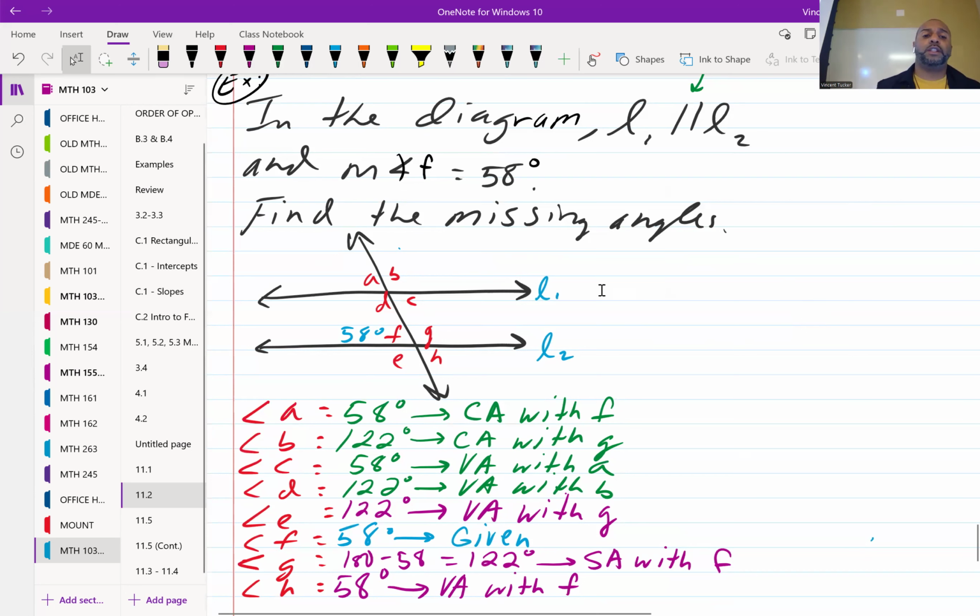So first thing that we can get, or first angle we can find, the easiest one is H, because H is a vertical angle to F. So it's going to be the same thing. So H is equal to 58 degrees as well.